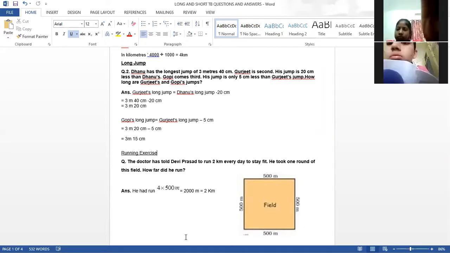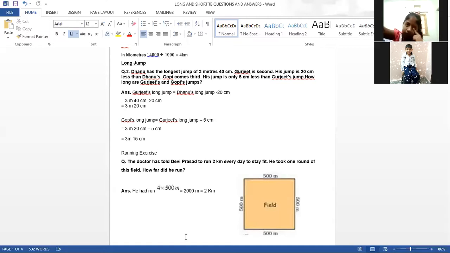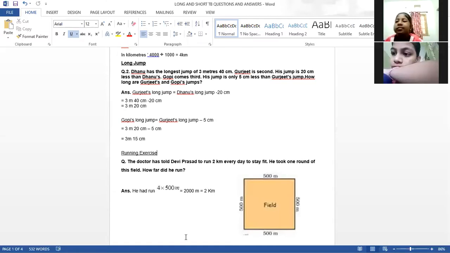He took one round of this field. Then how far did he run? What is the total distance he covered in one round? Look at the picture. It is a square field. All sides are equal, which means it is a square field.